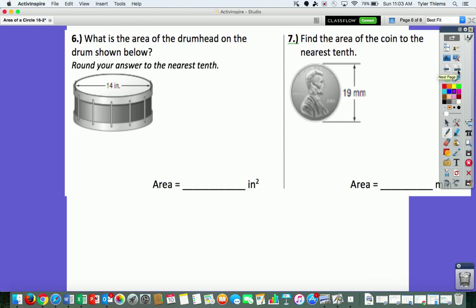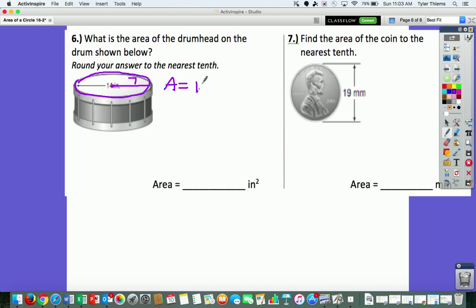Okay, number 6 now. Number 6, this is a real world example. If you have a drum and we want to find the area of the drum head, this top part here, the area of this drum head, we would need to know the radius. So here, all the way across, you can measure that easily. It's 14 inches all the way across. So if it's 14 inches for the diameter, then that means it's 7 inches as the radius.